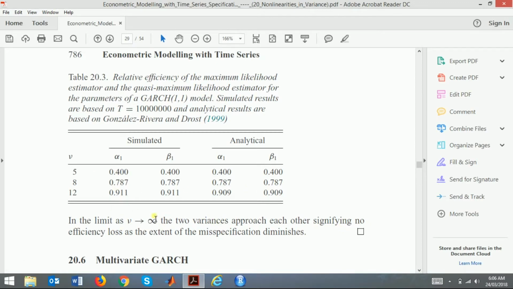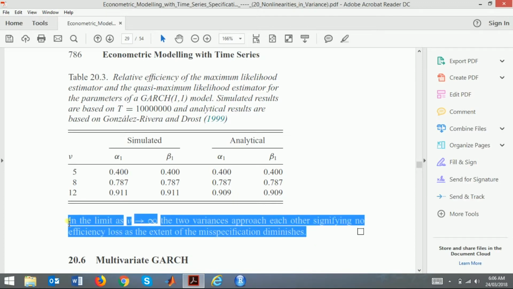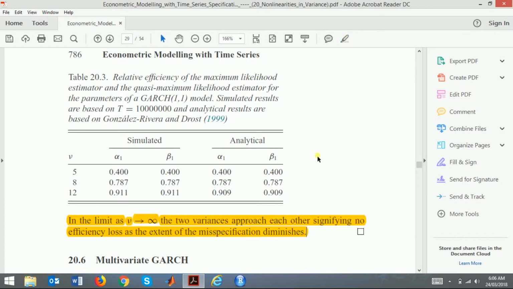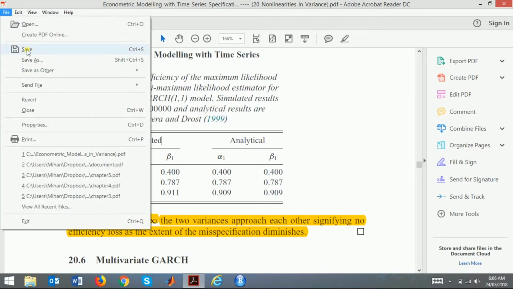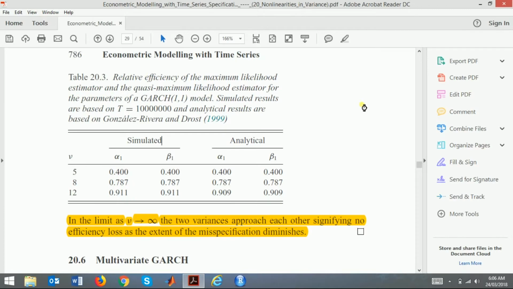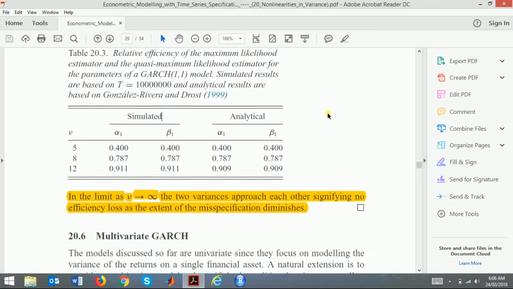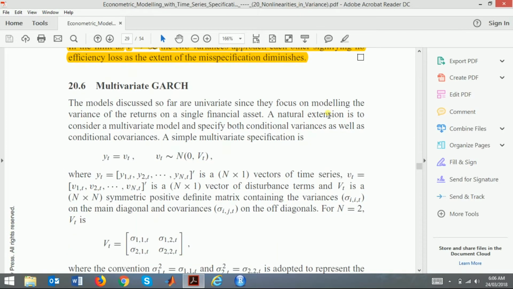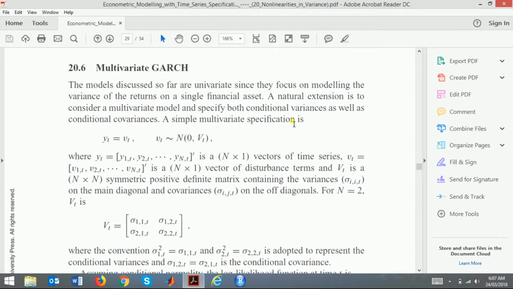When it grows, the extent of misspecification diminishes, asymptotically. Okay, so this was the test of estimation efficiency. I really thought this was quite difficult. So now let's move into something more interesting.